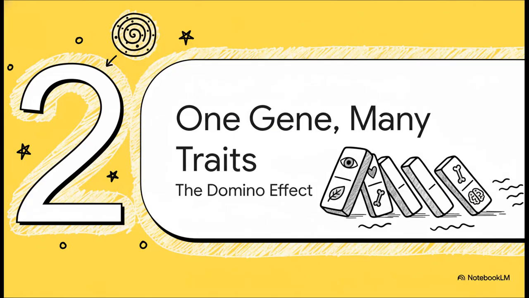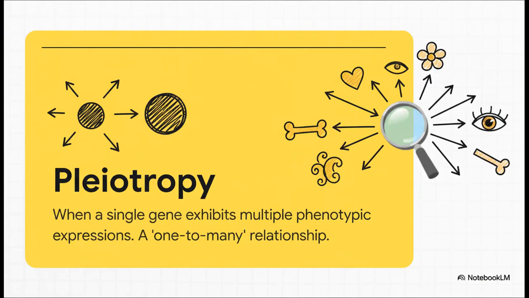All right, so we've just seen how a whole team of genes can work together to produce one single trait. Now, let's totally flip that concept. What happens when one single gene causes a whole cascade of different effects? Well, this phenomenon has a name. It's called pleiotropy. So think about it like this. If polygenic inheritance is a many genes to one trait relationship, pleiotropy is one gene to many traits.